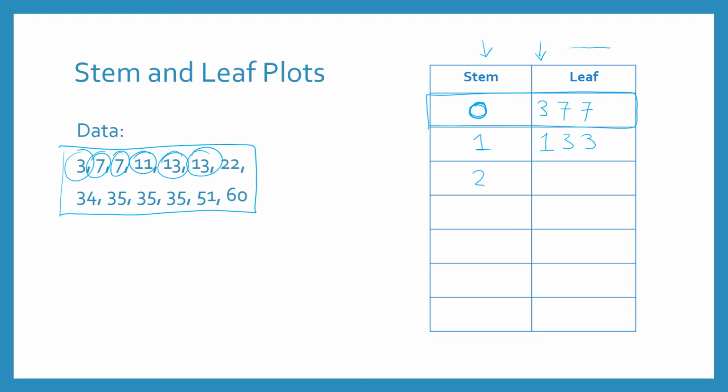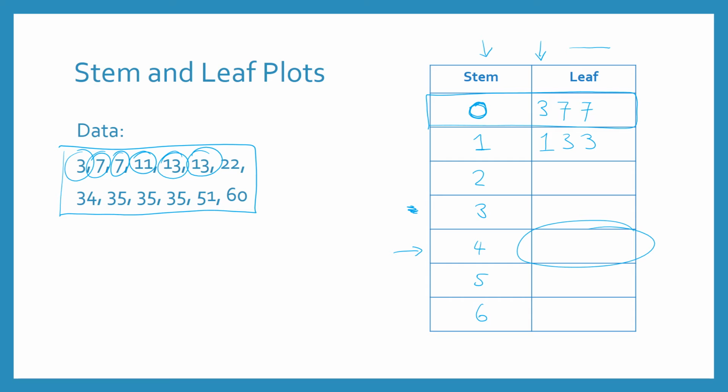Now we're going to go through and just fill in all of these stems. So even if we don't have any values in the 30s column, for example, or we don't have any values in the 40s column actually, we're still going to put a stem of 4, there'll just be nothing in this leaf column here.